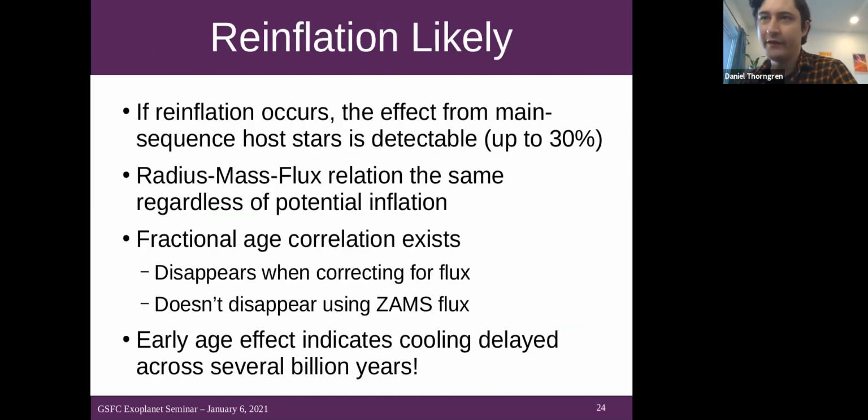So from this, I think it seems pretty likely that reinflation is occurring. We know that it is possible to get reinflation just from the amount that the stellar luminosity increases over its lifetime. We can see that the mass flux radius relationship is the same whether or not we include just the stars that haven't brightened very much. And oftentimes that's just low mass stars that brighten very slowly over a long time. So it's not just young stars, it's also older but low mass stars. And then we are able to find the fractional age effect that Hartmann found. But not only that, by correcting for this equilibrium radius that we found, it perfectly cancels out this fractional age effect.